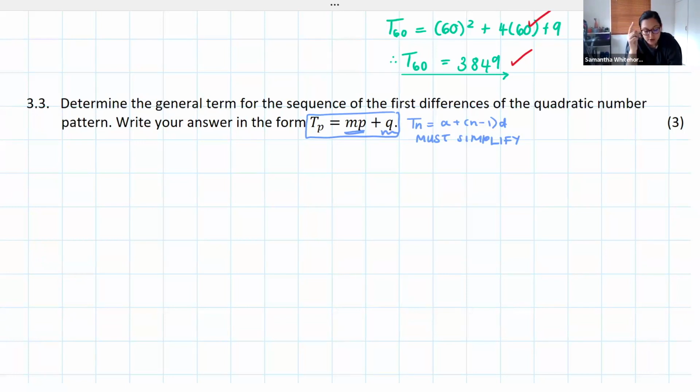This is also why I said to you when we did arithmetic number patterns and sequences and series, this is why I always say just simplify it. At least if it's simplified, you can't really go wrong with things like this. Just simplify it. Okay, so let's unpack the first part of the question. Determine the general term for the sequence of the first differences of your quadratic number pattern.